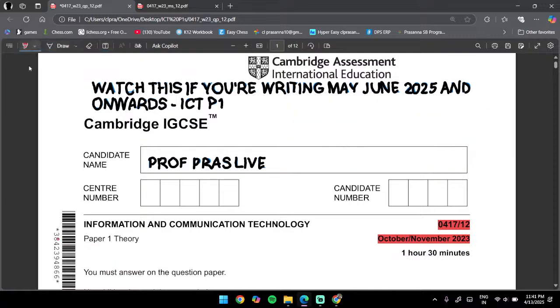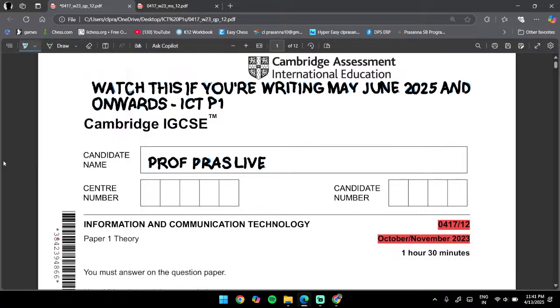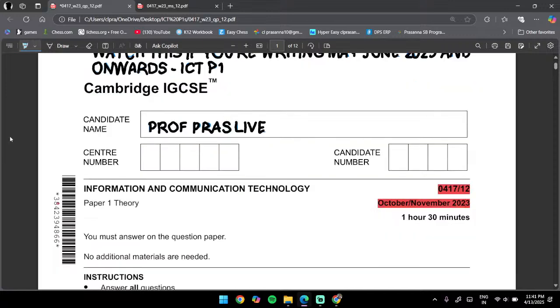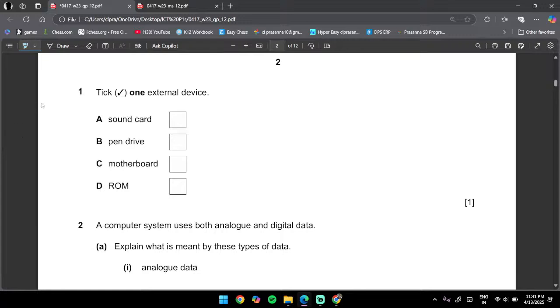Okay, so we are going to be following the same drill. We'll look at the question, we'll try and answer it. If we get stuck or anything, we'll check the mark scheme and then we'll verify whether we are correct or not. Right? So the first question, it says, take one external device.